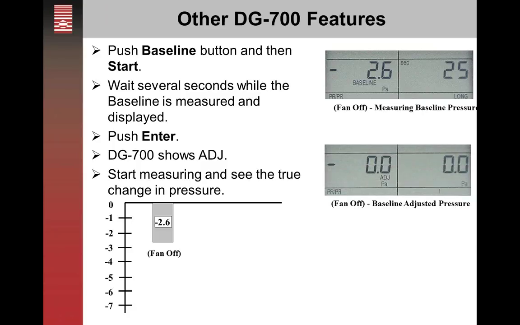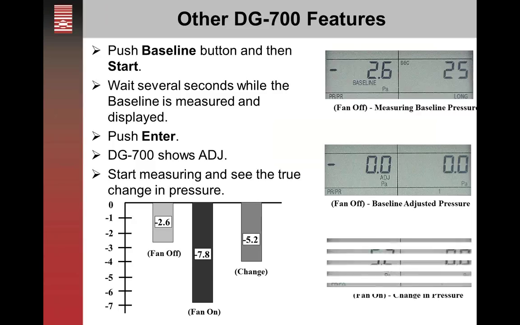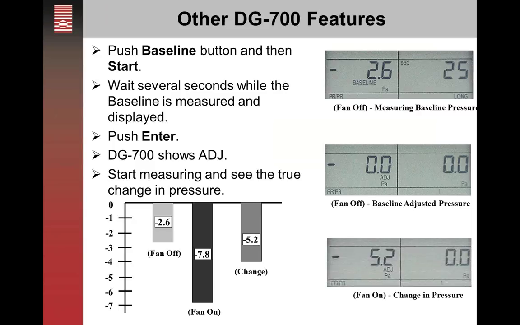So after we've pressed enter, the gauge goes back to 0. We start to turn on a fan, and that happens to have a value of 7.8, but because we've already done the adjustment, the real difference is 5.2. So you can see down in the lower right hand corner we're showing that value of 5.2 because that's the difference of the house when we've adjusted for the baseline. If we didn't adjust for the baseline, we have our value of 7.8. We have to subtract 2.6. We still come up with 5.2.